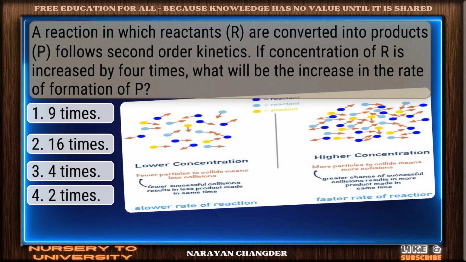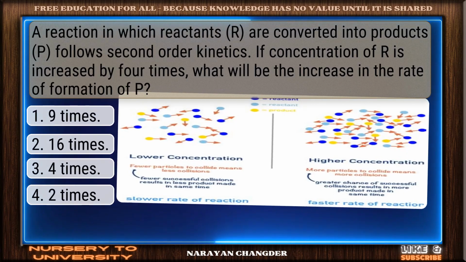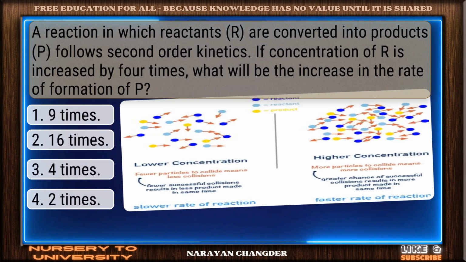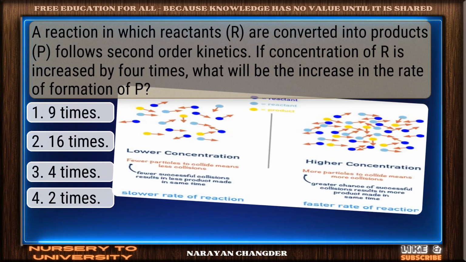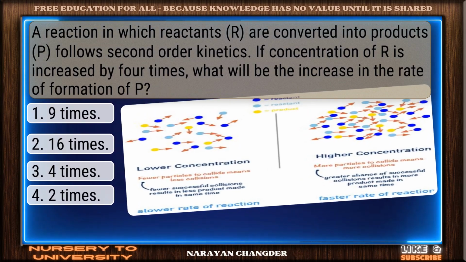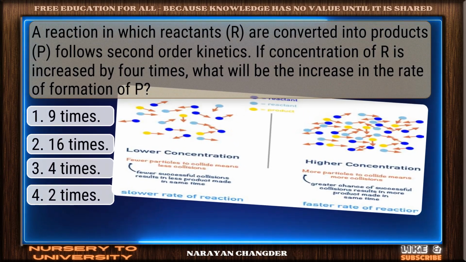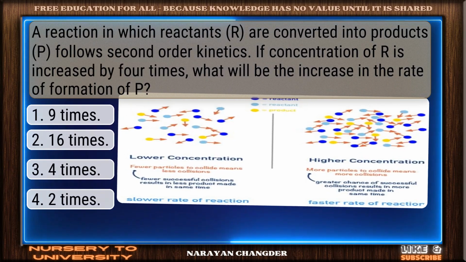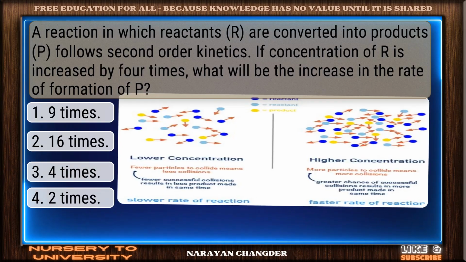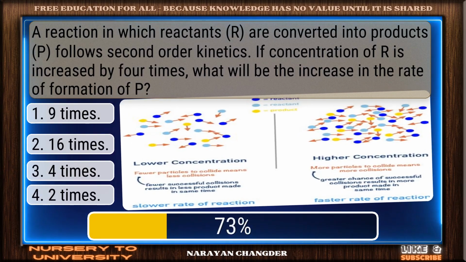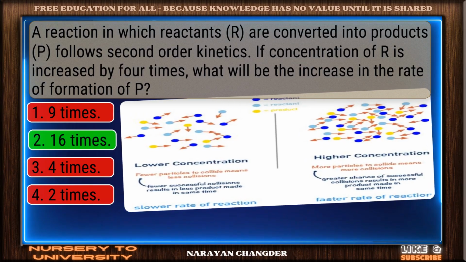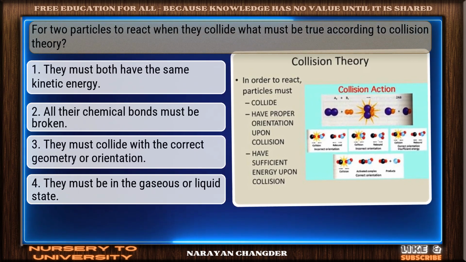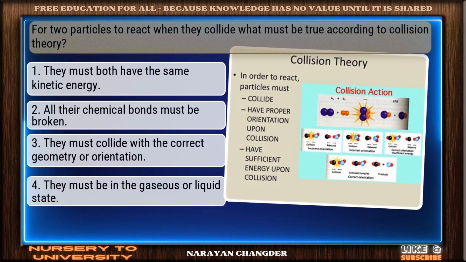A reaction in which reactants R are converted into products P follows second-order kinetics. If concentration of R is increased by 4 times, what will be the increase in the rate of formation of P? Option 1, 9 times. Option 2, 16 times. Option 3, 4 times. Option 4, 2 times. On track, 16 times.